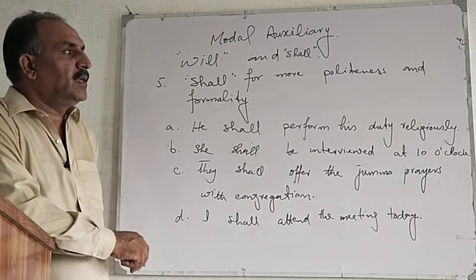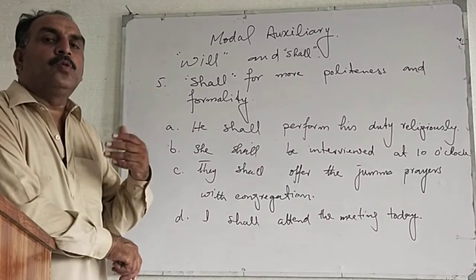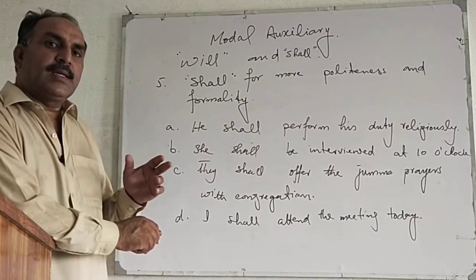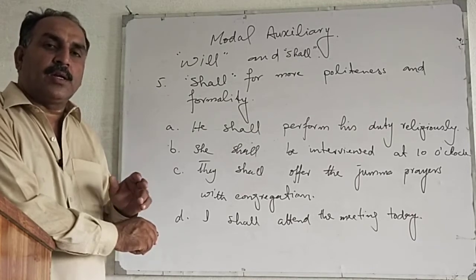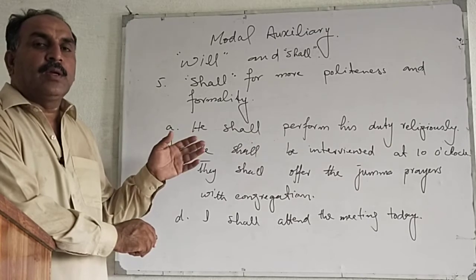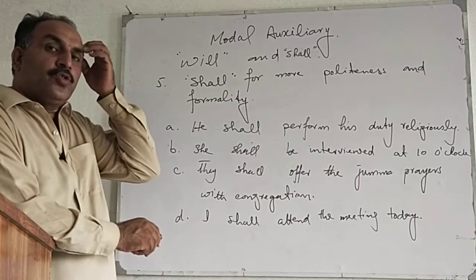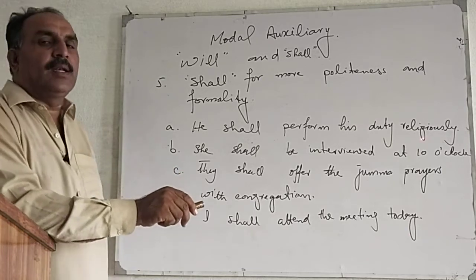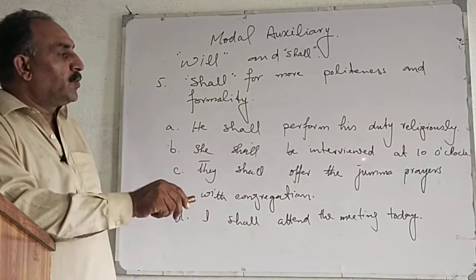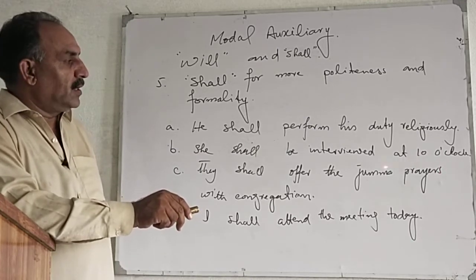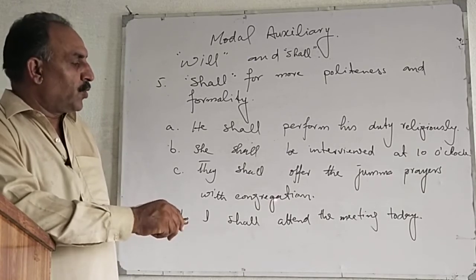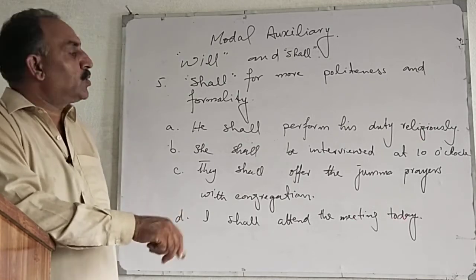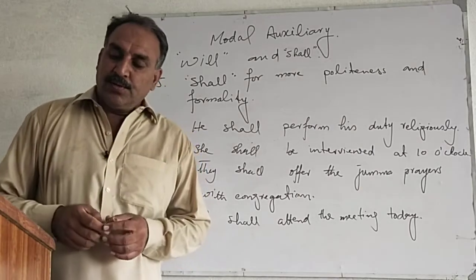Well, the fifth usage of shall is we use shall to show more politeness or formality, or stress. Usually, in that case, to show stress, we use will with I and we, and shall with he, she, it, and they. But to show politeness, we use shall with all. For example, he shall perform his duty religiously. She shall be interviewed at 10 o'clock. Formality, formal. They shall offer the Jummah prayers with congregation. I shall attend the meeting today. They are all formal things. That's why I use shall with all of them. There are the different usages of shall and will.